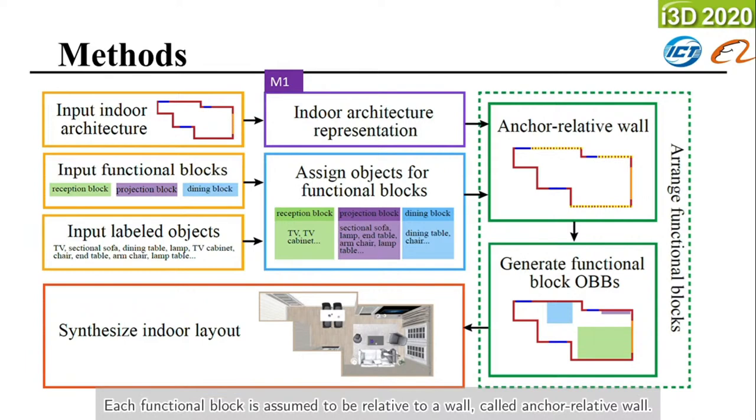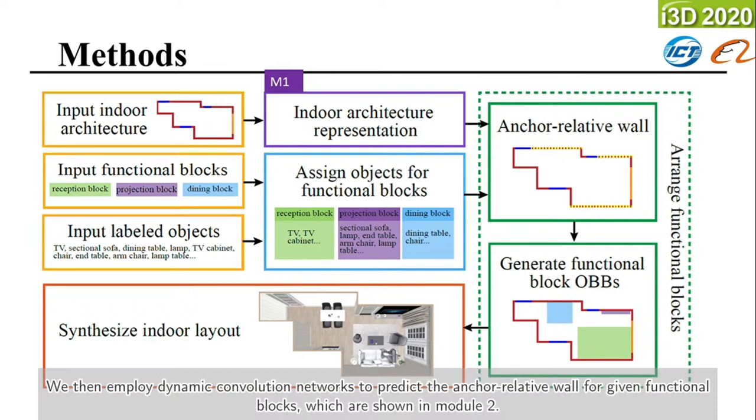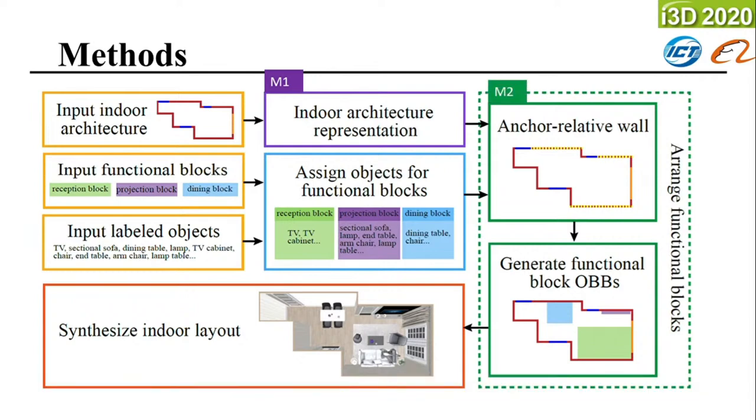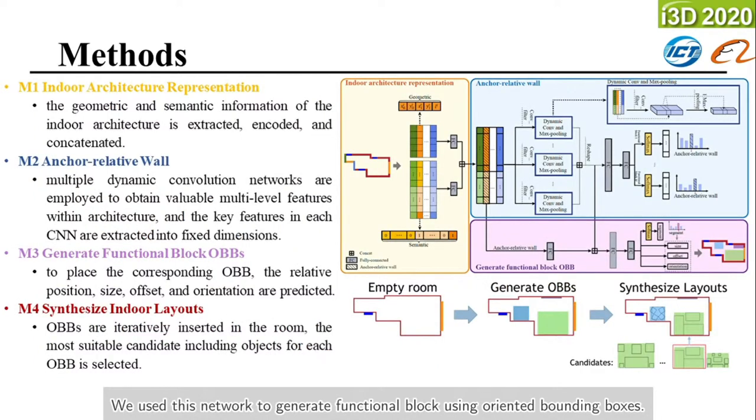Each functional block is assumed to be relative to a wall, called anchor-relative wall. We then employ dynamic convolution networks to predict the anchor-relative wall for given functional blocks, which are shown in Module 2. After computing the detailed layout of each function block, which is shown in Module 3, we generated the final indoor layout by replacing each functional block, OBB, with a group of 3D-shaped objects, which is shown in Module 4. We used this network to generate functional blocks using oriented bounding boxes.